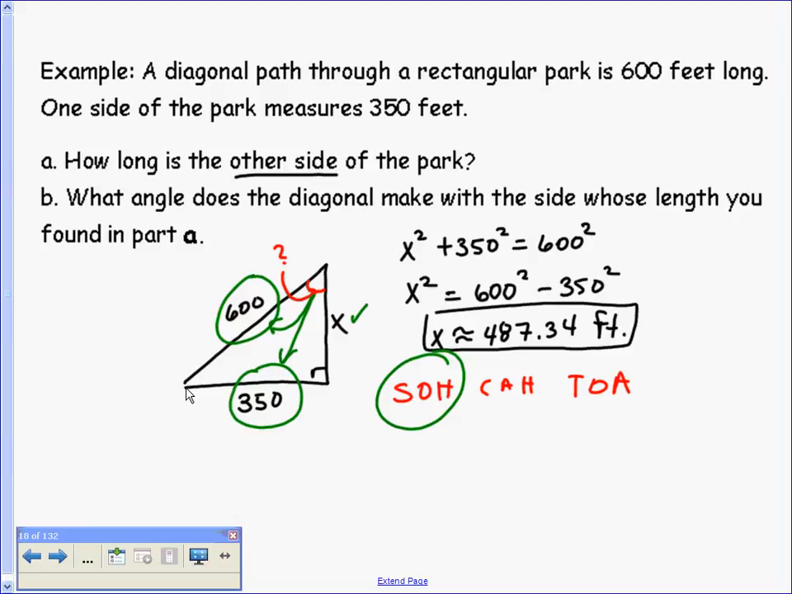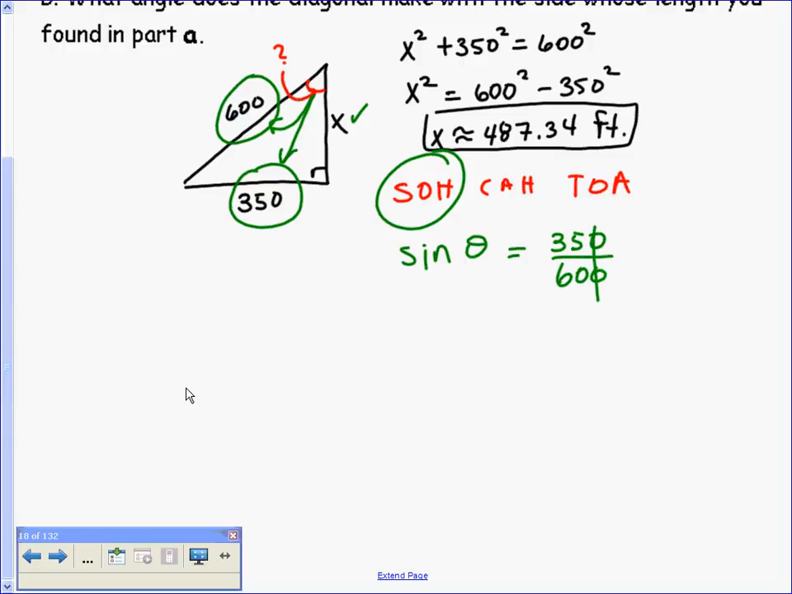So let's go with the sine. You could use any of them because we have found x, the value of x, but we would prefer not to use the one that we found because we did round. So we're going to say the sine of the angle we're missing, so sine theta, is equal to 350, which is our opposite, over our hypotenuse, which is 600. We're going to cancel out those zeros there, and this is where I'm going to use my inverse.